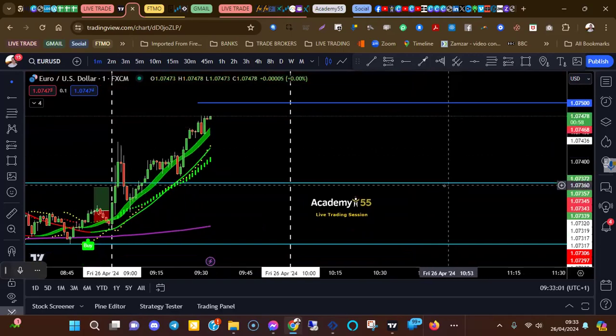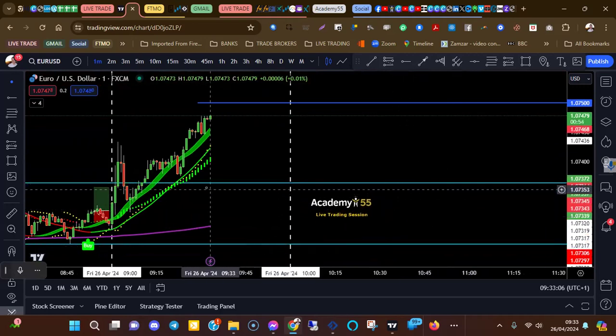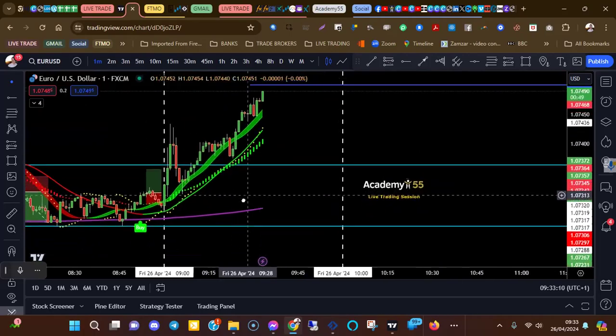Not to be confused with these, which are actually support and resistance where price has respected in the past. That's why they've been drawn up.